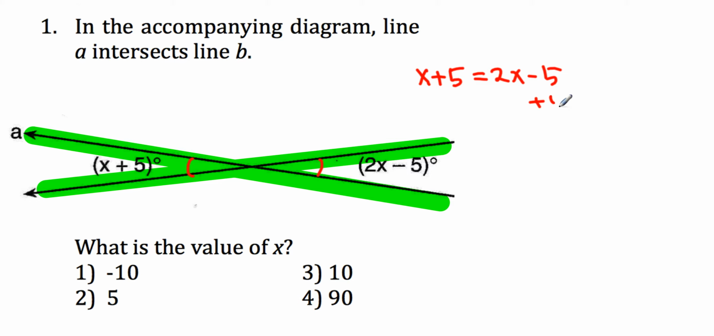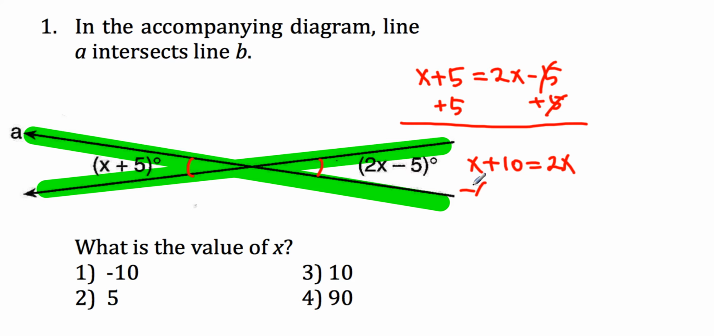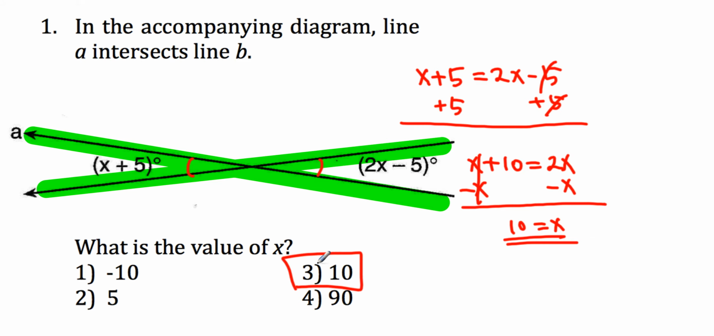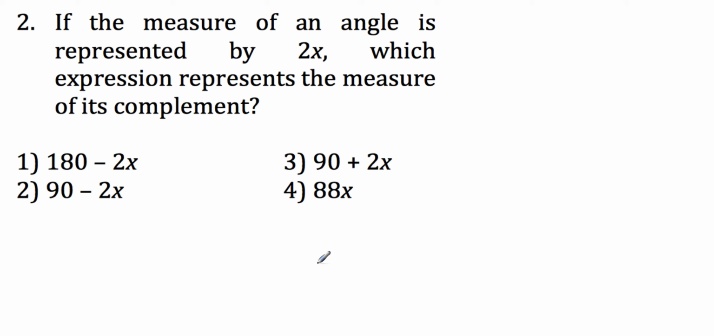So here we can add 5 to each side. Then we get to realize x plus 10 is equal to 2x. And as we subtract x from each side, 10 is equal to x. Hence, x must be equal to 10. Choice 3. Now, let us look at the second question.